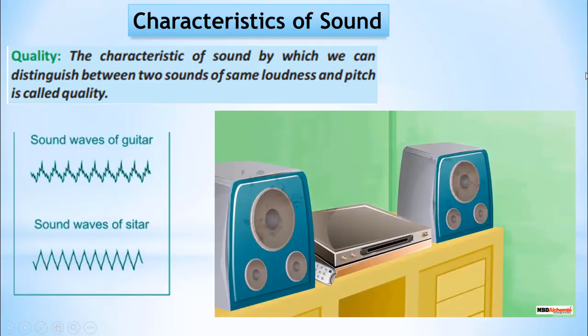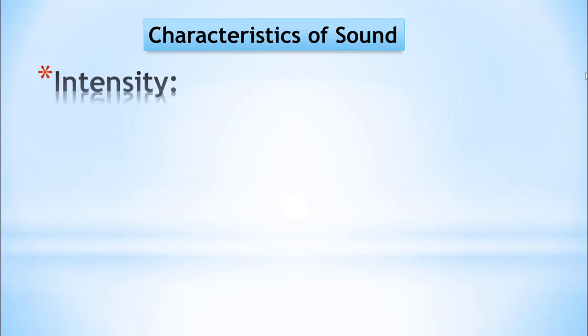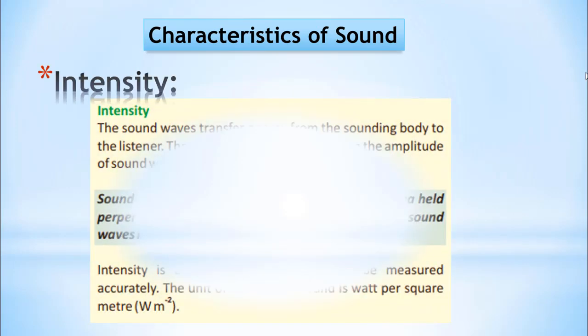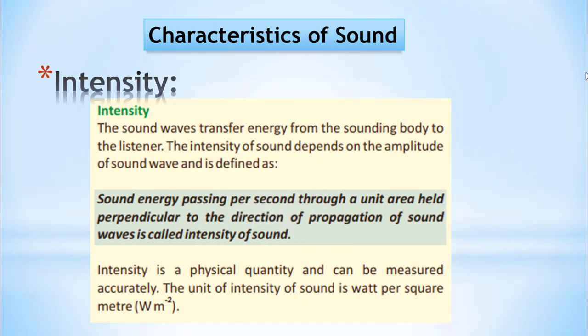Now, the last characteristic of sound is intensity. The intensity of sound is defined as the sound energy passing per second through a unit area held perpendicular to the direction of propagation of sound wave. Intensity of sound does not depend upon the sensitivity of ear. It depends on the amplitude of sound wave.